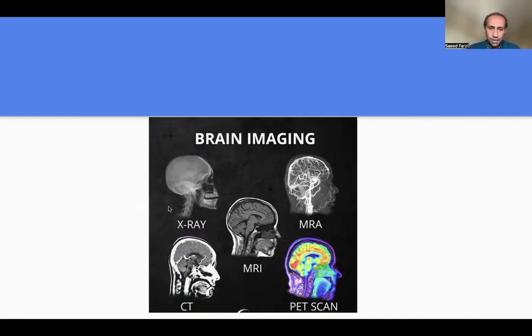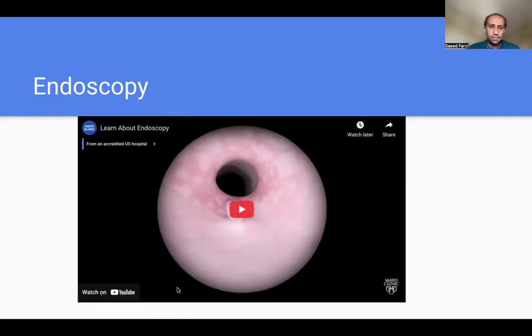All together, X-ray. Here in this slide, I want to show you the different imaging techniques, demonstrating different information with different resolution. You can see that all these pictures are captured from the brain. You can see here, for example, X-ray, MRI, PET scan, MRI, CT scan, and others. Or different videos, for example, endoscopy. Let's play this video and show you.